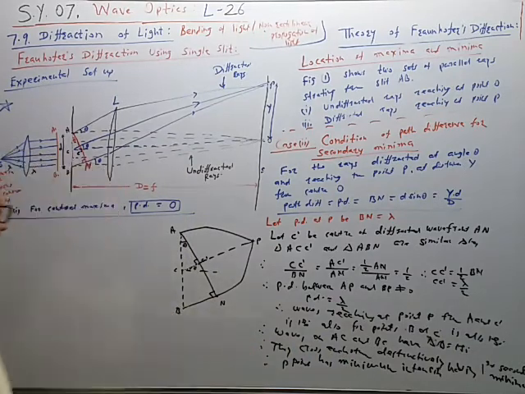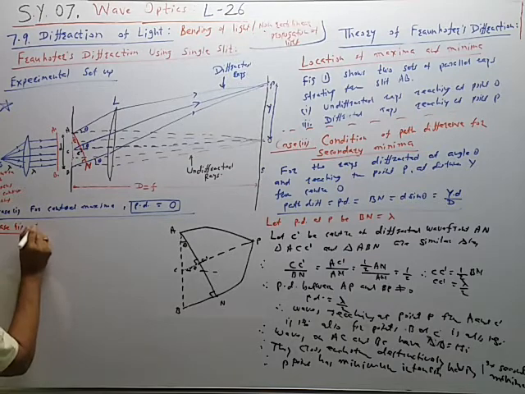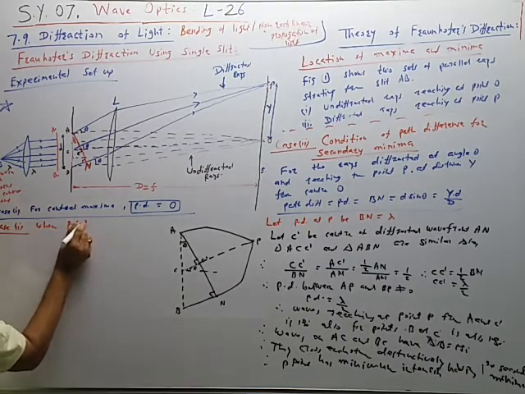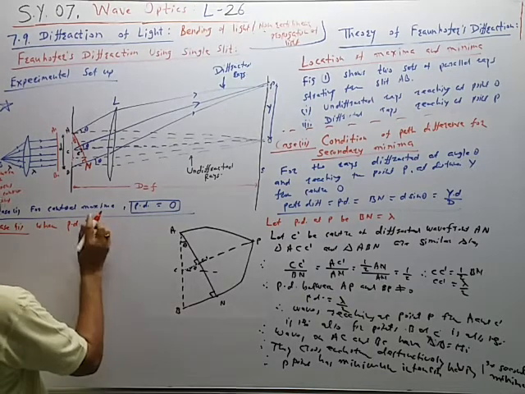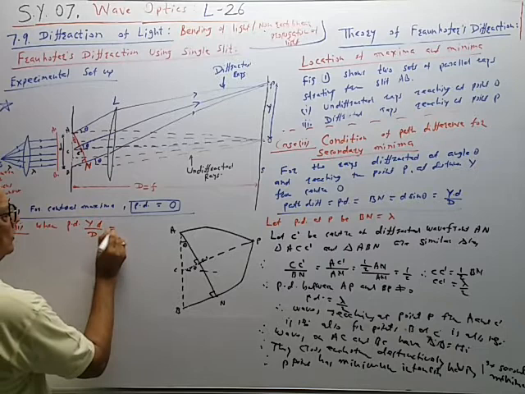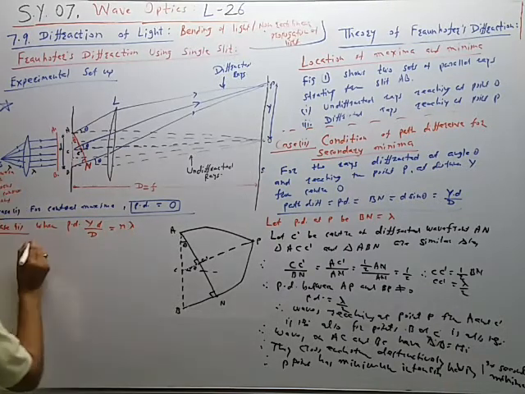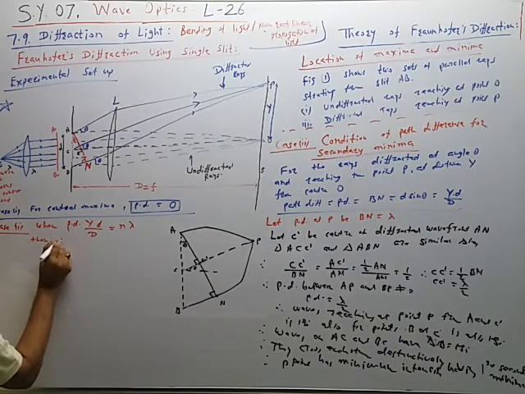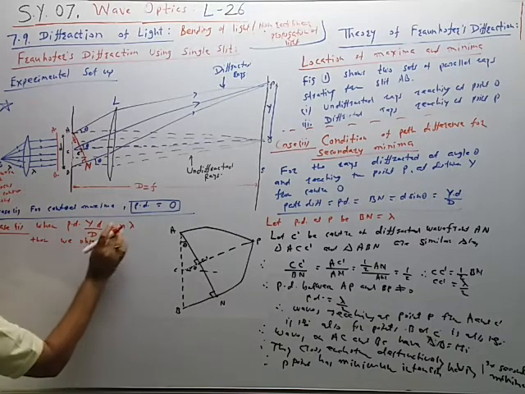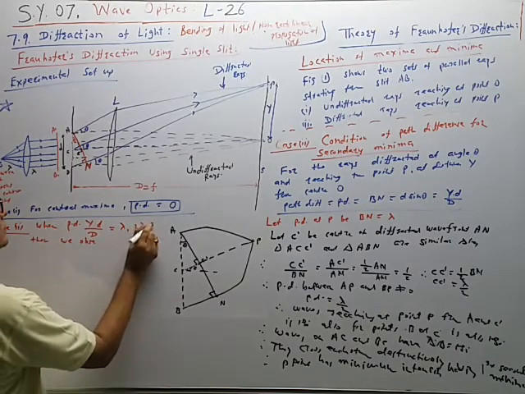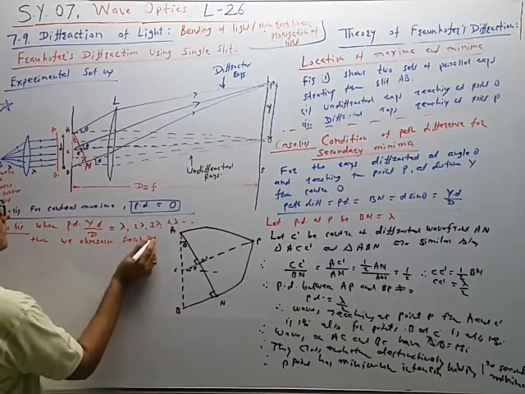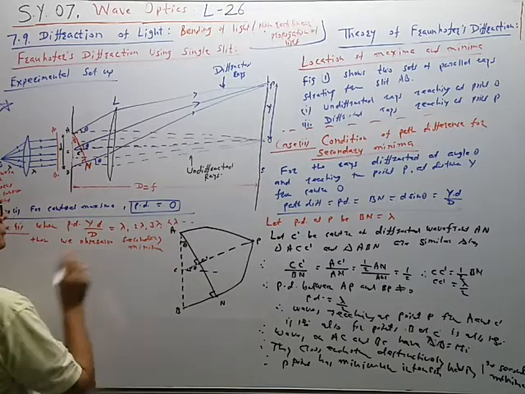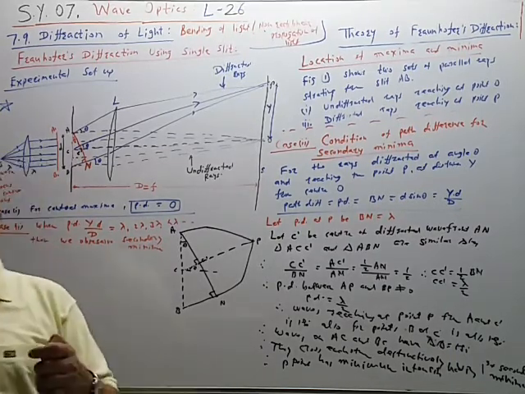So in general, what is the conclusion? Let us write the result of case second. When the path difference y into d upon D is equal to n lambda, then we observe path difference equal to lambda, 2 lambda, 3 lambda, 4 lambda, etc. We observe secondary minima. So the value of path difference is like this.